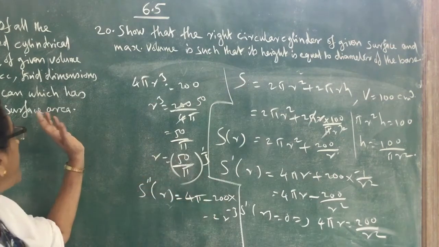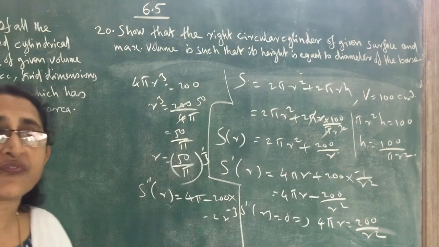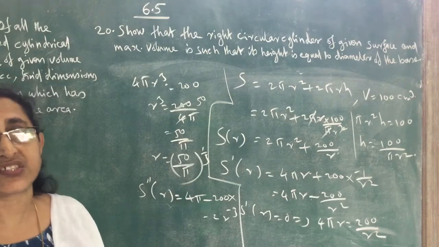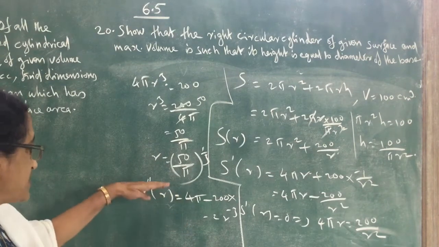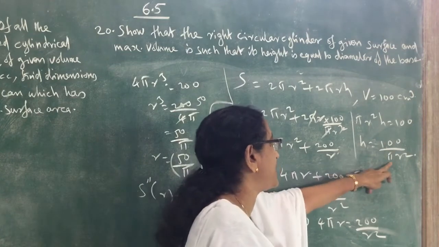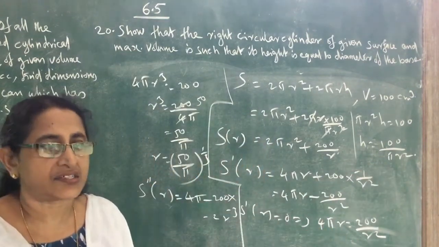After that, what do we have to find? We have to find the dimensions of the can. That means we have to find the dimensions of the cylinder, that is r and h. First we found r. Now find h from the relation h equal to 100 by pi r square. From that find h, and only that we have to do. Find r and h. That is the answer. Okay.